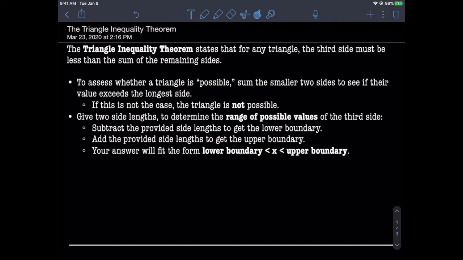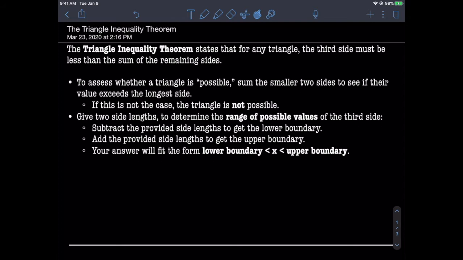Now, the other thing you might be asked to do is find a range of possible values for your third side of a triangle if you're given two side lengths already. And this is pretty easy as well. If you're trying to find the smallest possible value you can have, just minus the two numbers that you're given. And if you're trying to find the biggest possible value that you can have, then add the two numbers together.